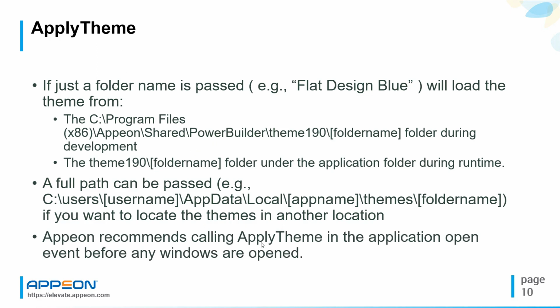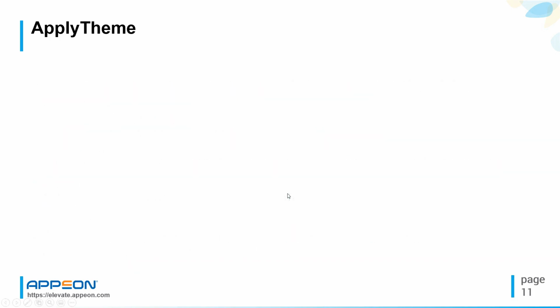Now, Appeon does recommend you call apply theme in the application open event before any windows are opened. I think perhaps the primary reason they recommend that is that if you pop open some windows first and then do an apply theme, the user is going to see the windows come up in the standard PowerBuilder flat gray, and all of a sudden pop into some other color, which might be disconcerting to the users. That's the main reason I've seen for that. In my demo, I'm actually going to use a drop-down list box to flip between different themes, and it actually seems to work.